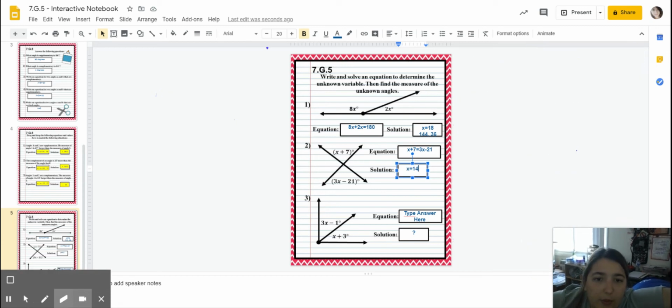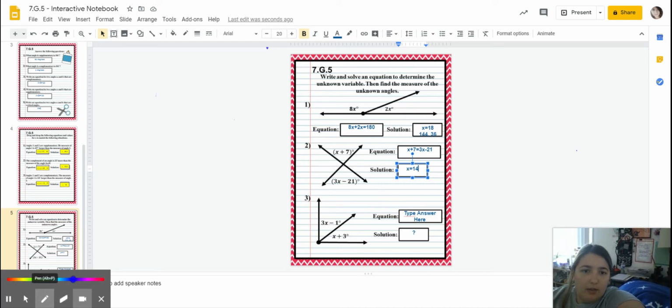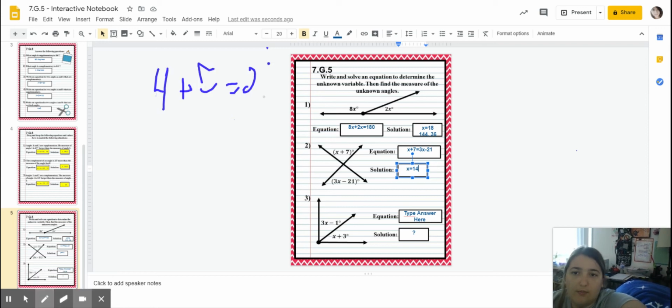All right, so let's start with the first, x plus 7. So this one's actually pretty easy because we're going to have 14 plus 7. I'm sorry, not 21, we're going to have 14. So that's our first angle. Our first angle was right here, and it is 14 plus 7 equals 21.